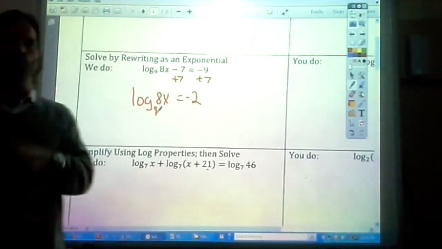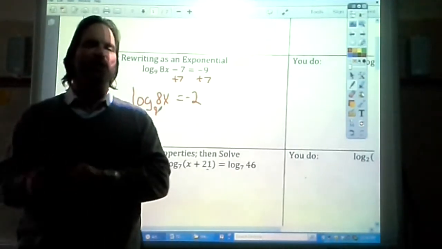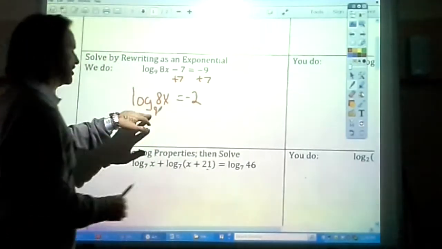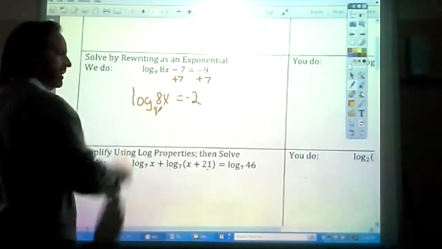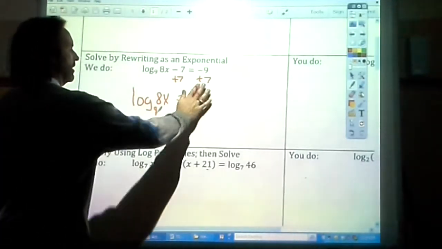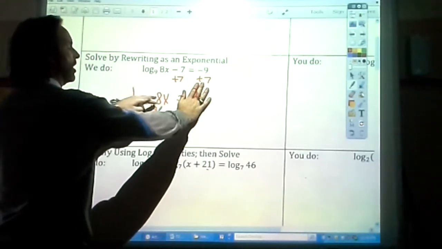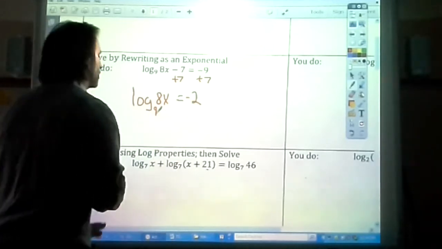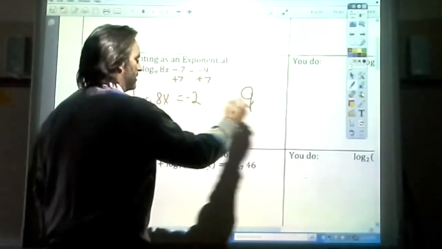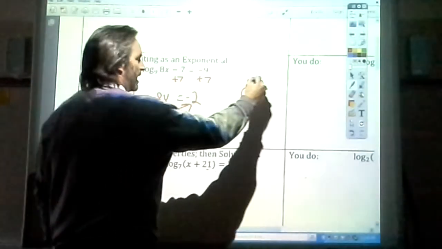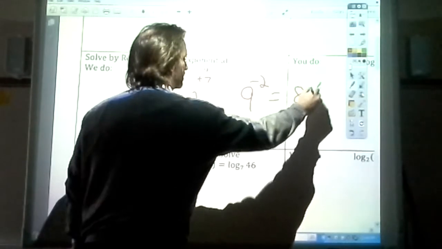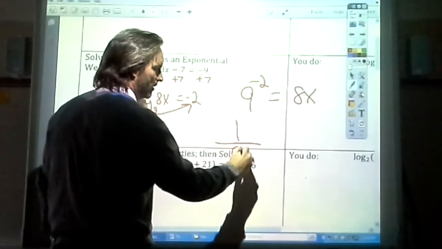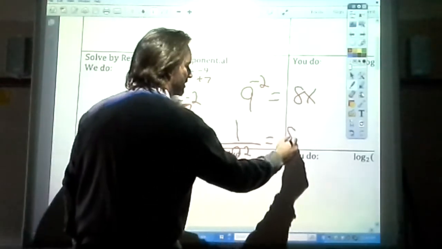So now, this is one of the situations you have. When you have a log on one side and not a log on the other, you will have all the ingredients you need to solve. You've got your base, exponent, and what that's going to equal. Remember, the log base 9 of 8x is giving me the exponent that 9 is raised to get that. So in this case, I will have 9 as my base, negative 2 is the exponent, and it equals 8x. And so that's 1 over 9 squared, and that equals 8x.